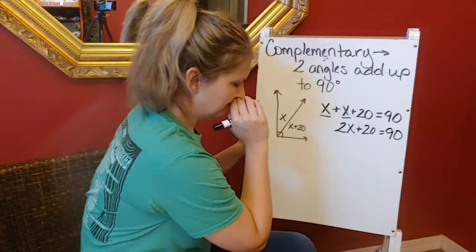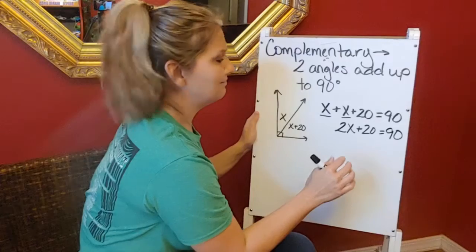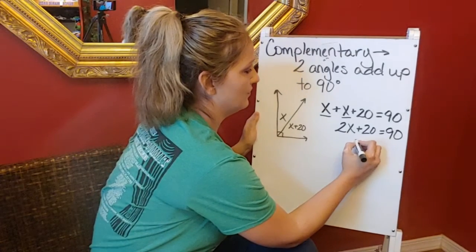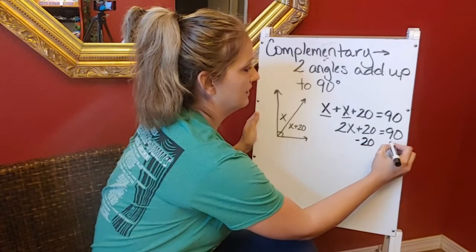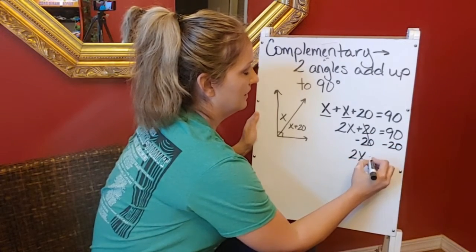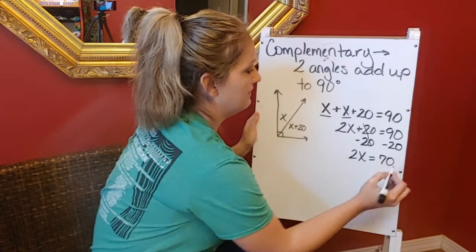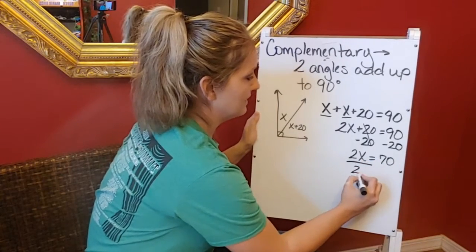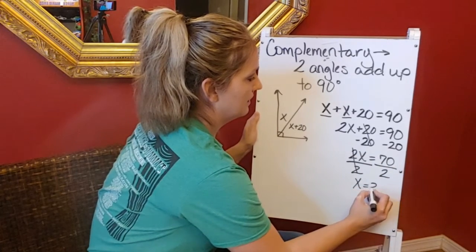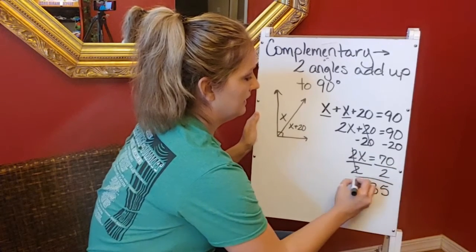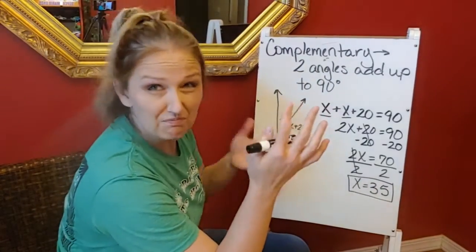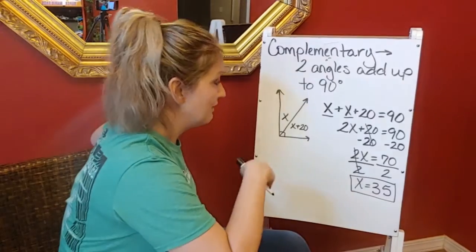And then, excuse me, I'm going to subtract 20 from both sides. I'm looking to get x by itself, so I'm going to subtract 20 from both sides. And 2x equals 70. I'm going to divide by 2 to find out what x is. And x is 35 degrees. Or not 35 degrees, just 35. It's fine. X is 35.